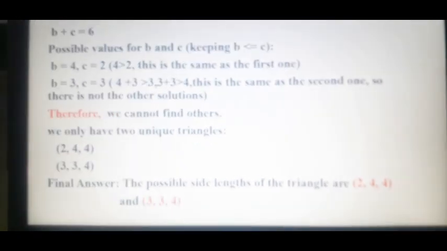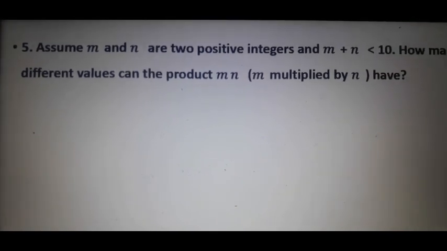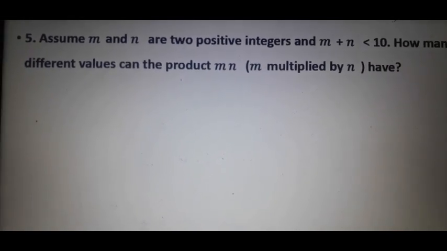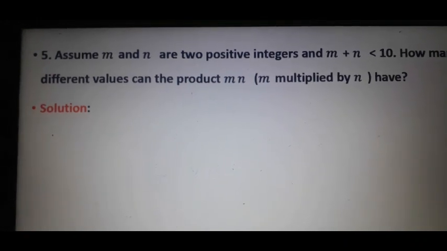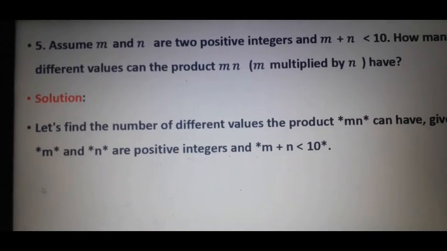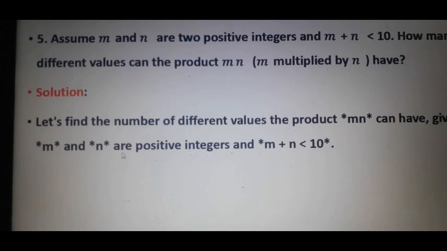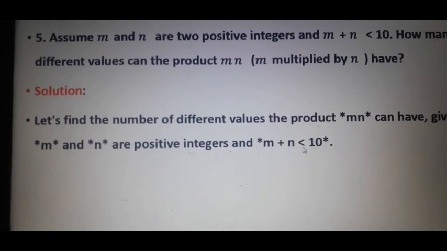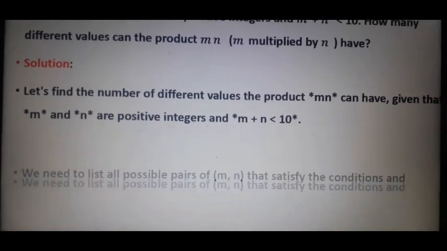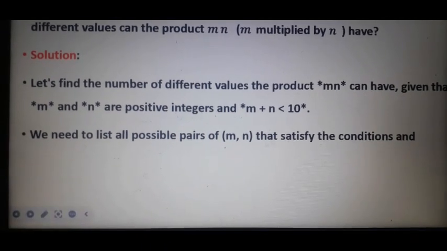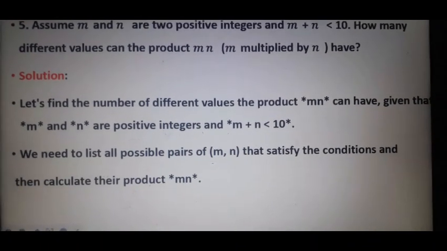Okay. Next, assume m and n are two positive integers and m plus n is less than 10. How many different values can the product m times n have? To find this, let's find the number of different values the product mn can have. Given that m and n are positive integers and m plus n is less than 10, we need to list all possible pairs of m and n that satisfy the conditions. Then calculate their product m times n.